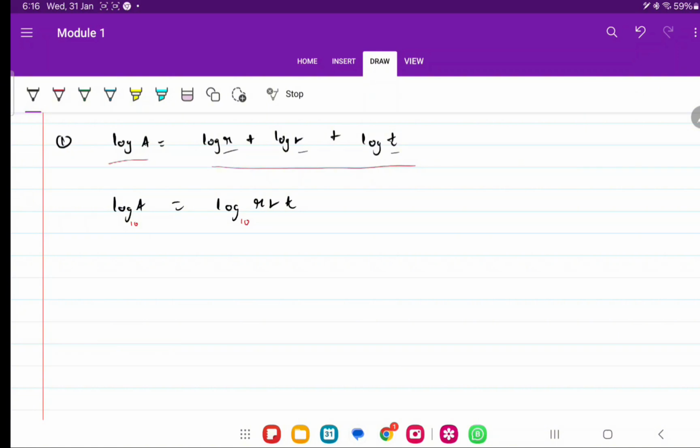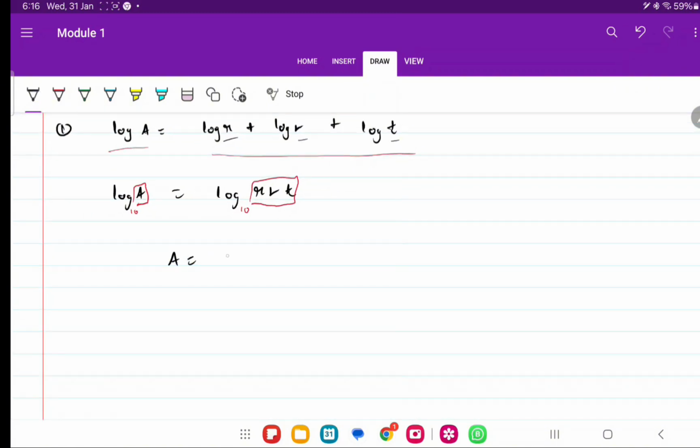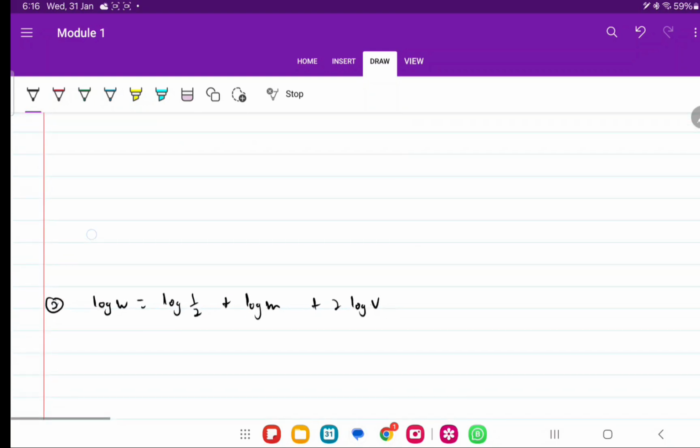right? So the logs on both sides of the equation have the same base. And if that is the case, in order for the equation to be true, the arguments must be equal. So it means that A is equal to pi r t. All right, let's move on to another one.